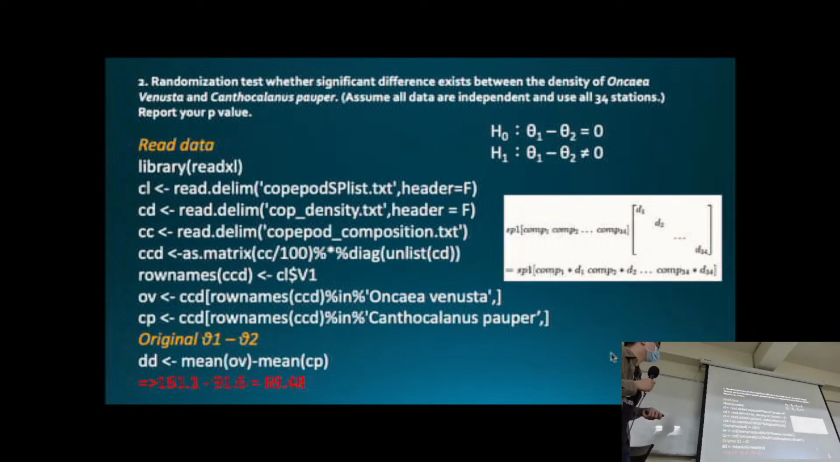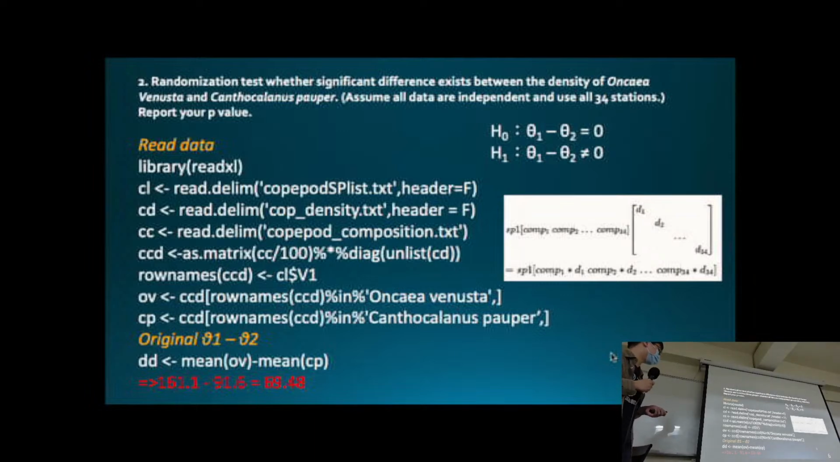And second, we want to know whether the two species are different from each other. So here's our new hypothesis that the first species mean minus the second species mean is 0. That means they are randomized and not significantly different, that the means of each are the same. And the alternative hypothesis is that the first species and second species are not the same.